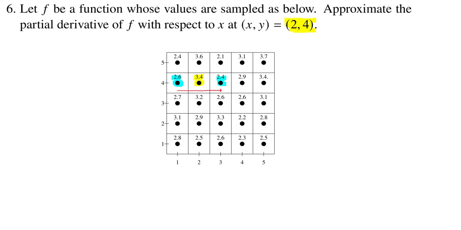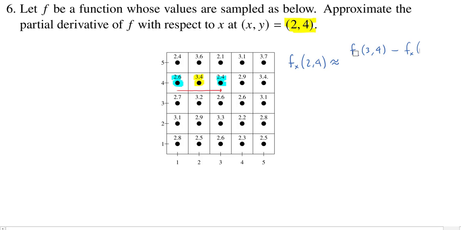So when we approximate this partial derivative with respect to x at (2, 4), this is going to be approximately, well, we're going to start by looking at how much the output has changed. So we look at f at (3, 4). So that's this point over here. And we're going to subtract f at (1, 4).